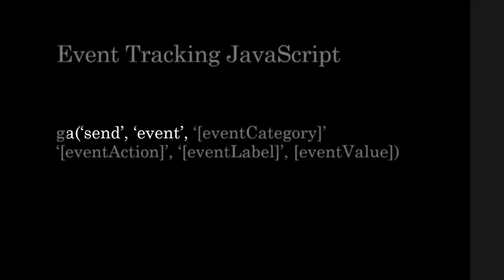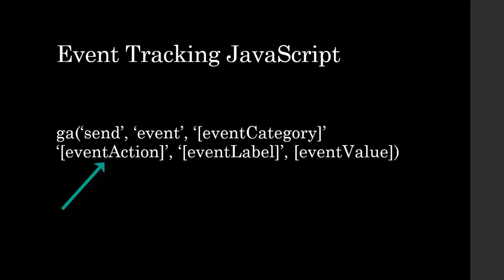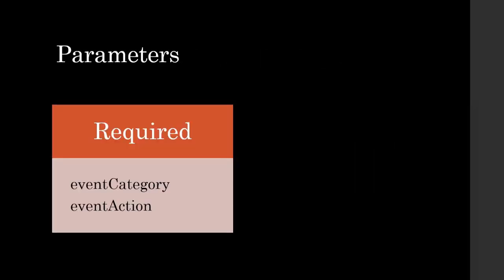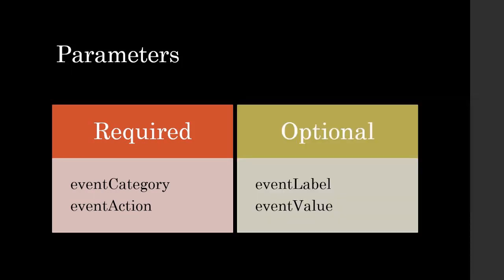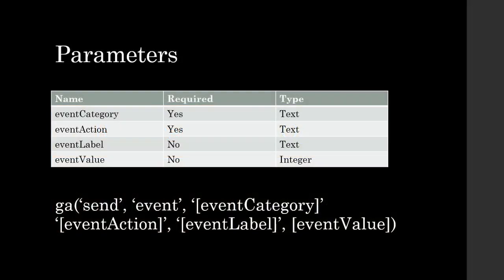Then you have 4 more parameters that you can pass to this call: event category, event action, event label, and event value. Event category and event action are the required parameters. So those are the only 2 that you need. The other 2 are optional. You can pass in any string value to event category, event action, and event label, while the event value can only take in a number.